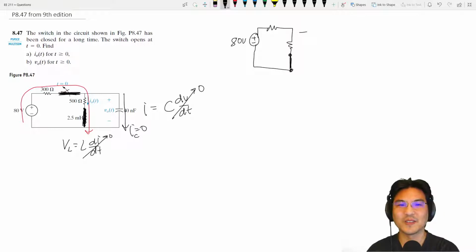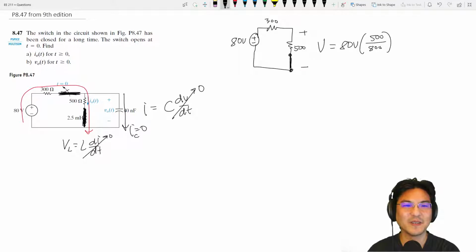So the voltage across this resistor, the 500 ohm resistor, would be, it's a voltage divider, right? So 80, and then it would be 500 over 300 plus 500. Oh, that's convenient, 80 over 800, so that's just 50 volts. Okay, so the voltage across the 500 ohm is 50, and then across the inductor is 0.